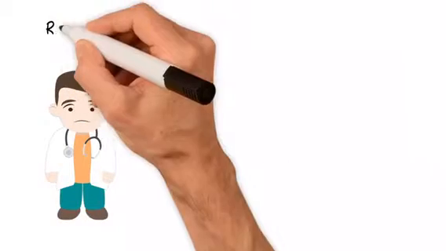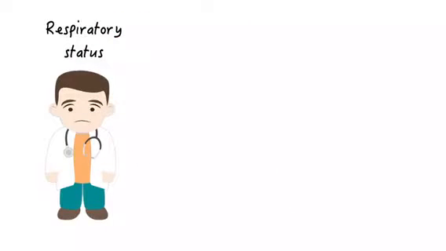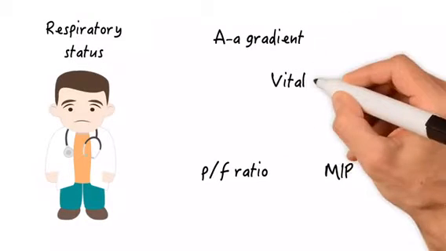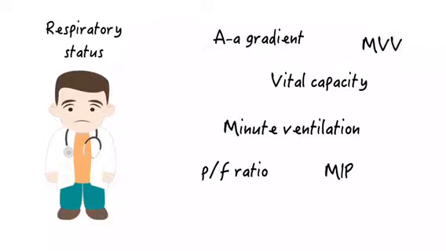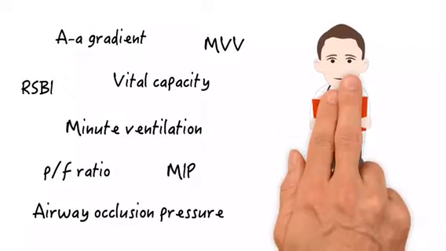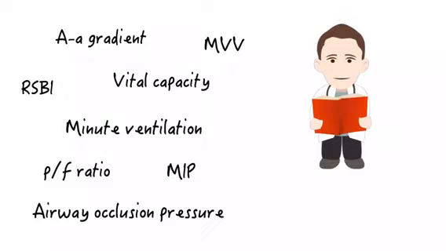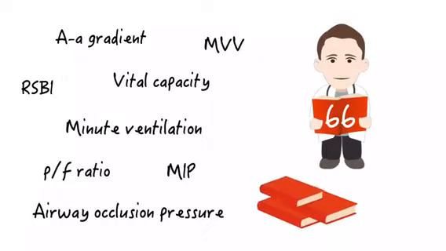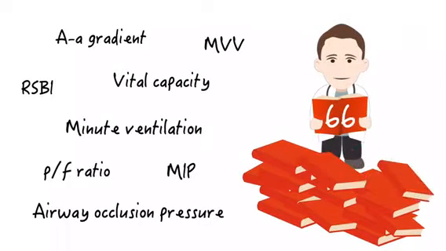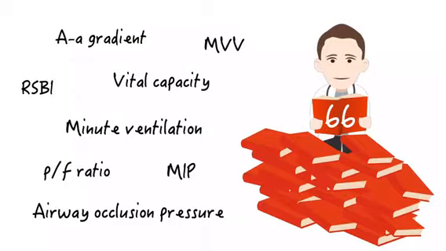For example, to evaluate the respiratory status during a spontaneous breathing trial, you can use the PF ratio, AA gradient, MIP, vital capacity, minute ventilation, MVV, RSBI, the airway occlusion pressure P0.1, and on and on and on. In fact, a comprehensive evidence-based review identified a possible role for 66 specific measurements as predictors of weaning success. Yikes, that's a lot of predictors, and unfortunately, there are enormous discrepancies in the literature regarding their accuracy with regard to the prediction of successful extubation.